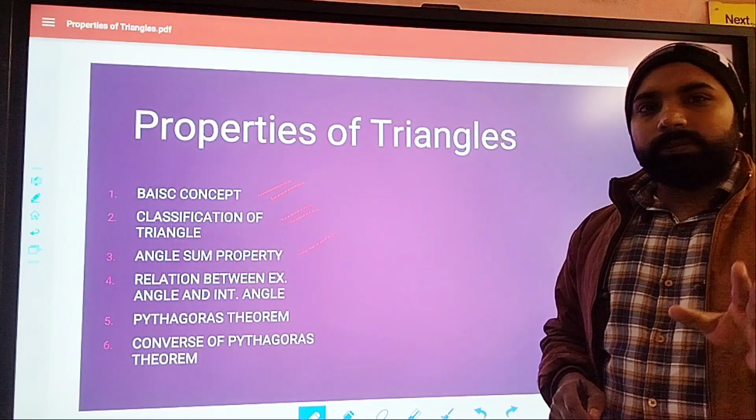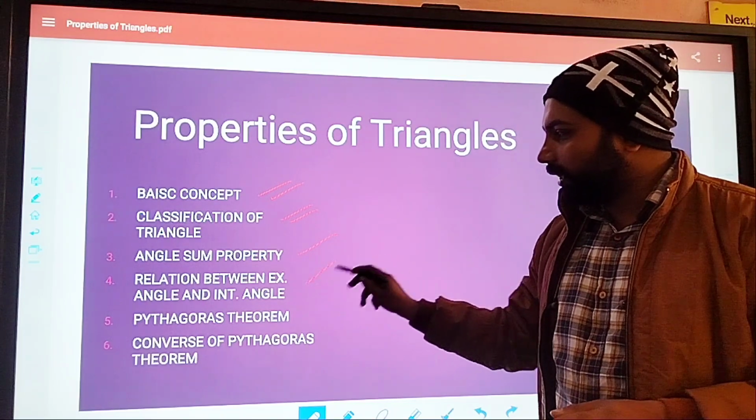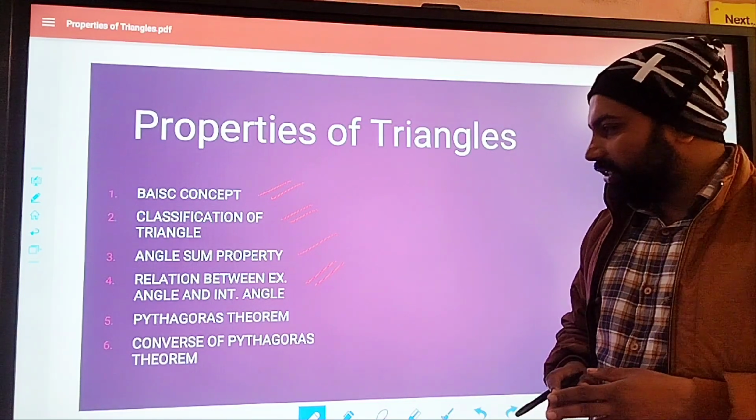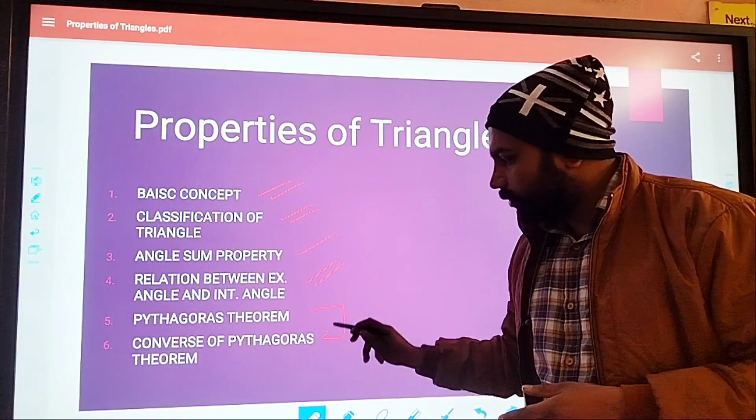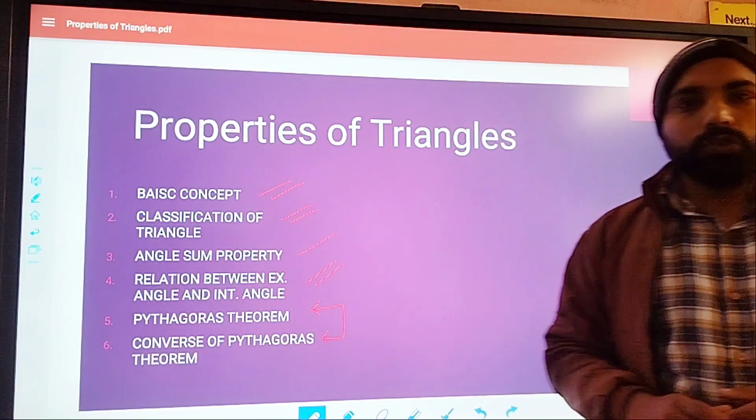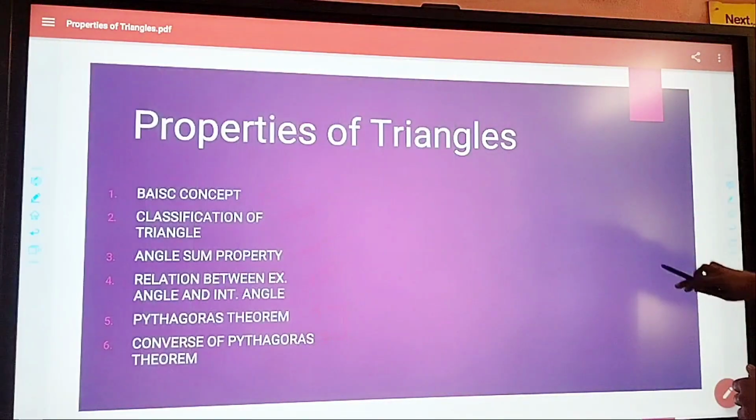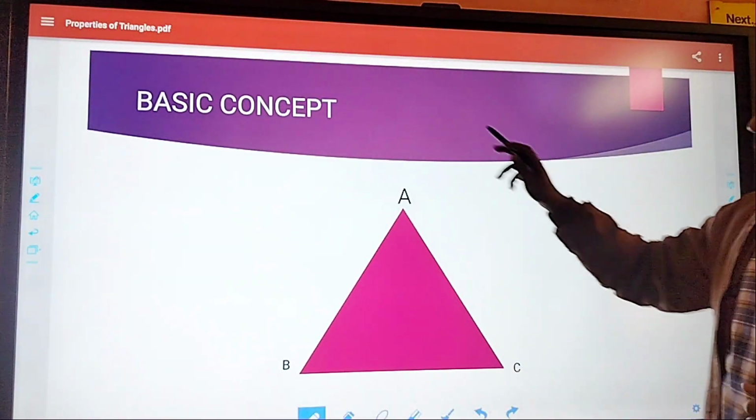There is a relationship between interior opposite angles and the exterior angle of the triangle, so we will cover that also. Including all these angle properties, we will cover the Pythagoras theorem and the converse of that theorem as well. So let's start with our basic theorems today. As you can see, we have a triangle on this board.